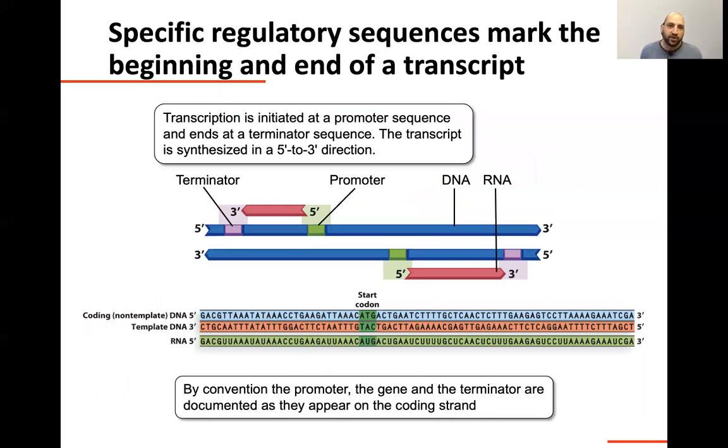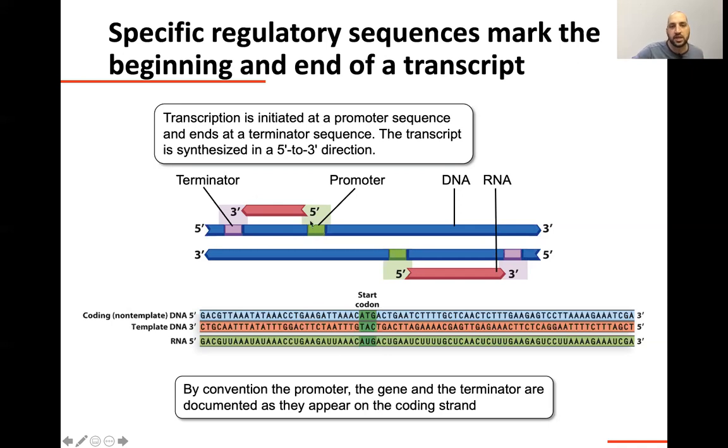So there are regulatory sequences that mark the beginning and end of transcription. We've got a promoter here and a terminator here. We're always going to move from promoter to terminator. So 5' to 3', this is our RNA up here. And what we're marking, the promoter to terminator here, is marking the template strand.